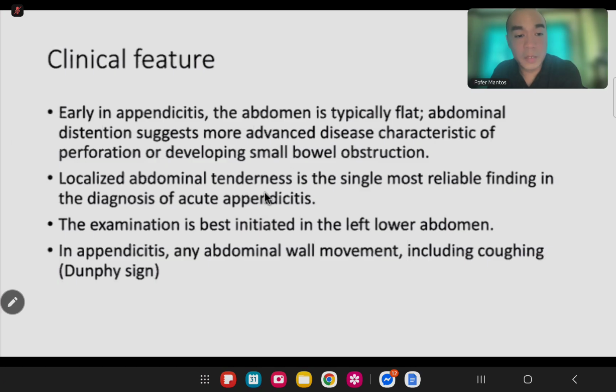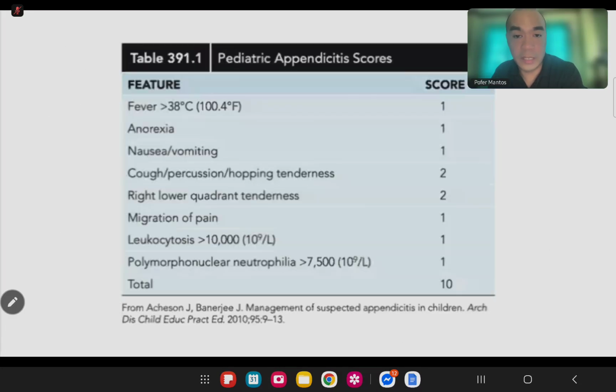Okay, so localized abdominal tenderness, so very reliable. So you really have to do a good physical exam, no? So direct tenderness in the right lower quadrant, presence of psoas and obturator sign, no? So you have to practice those techniques, no? Para ma-diagnose early on ang appendicitis, no? So also we have this Dunphy sign. So any sudden movement like coughing will elicit pain, no, at the right lower quadrant. So that's Dunphy.